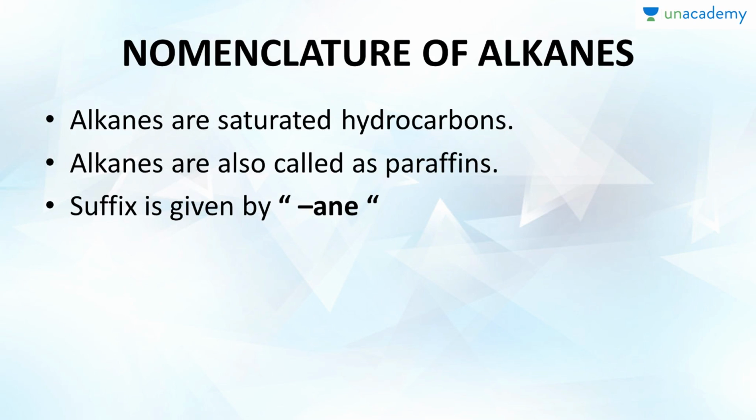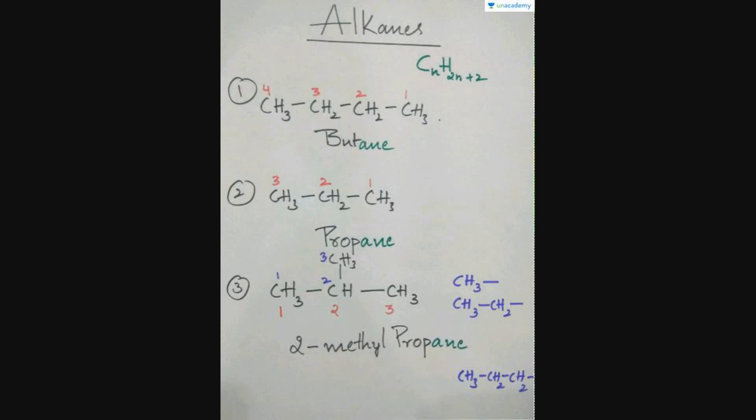Alkanes are saturated hydrocarbons. That means the carbon atoms are linked or joined together by single bonds. These are also called paraffins, and the suffix is given by -ane. The general formula for alkanes is CnH2n+2. So let's see how to name the alkanes.